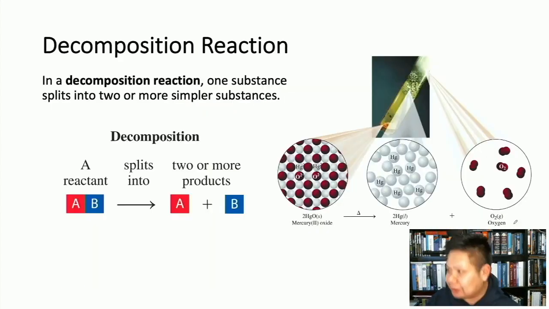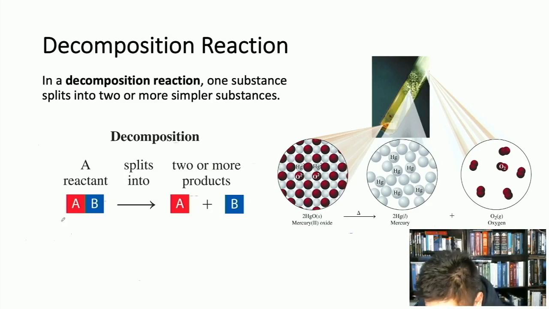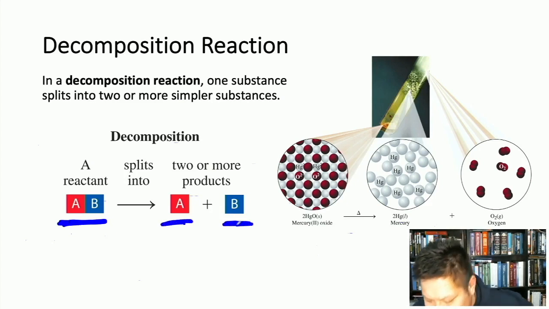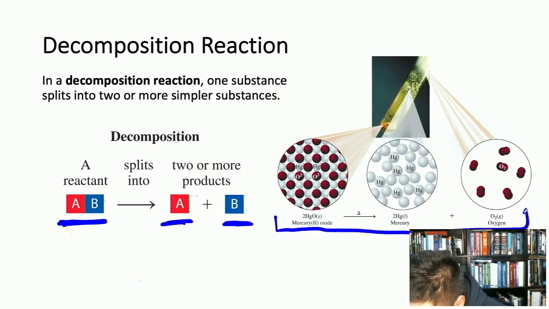The next type of reaction is called a decomposition reaction. It's basically the opposite of a combination reaction, where you have a reactant, AB, and it breaks down into A plus B, right? One substance splits into 2 or more simpler substances. So that's what's happening in this reaction, where we have mercury oxide. You get some heat applied to it, big triangle for heat right there.